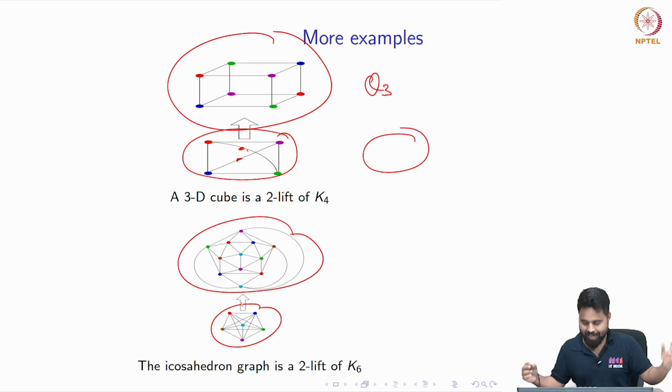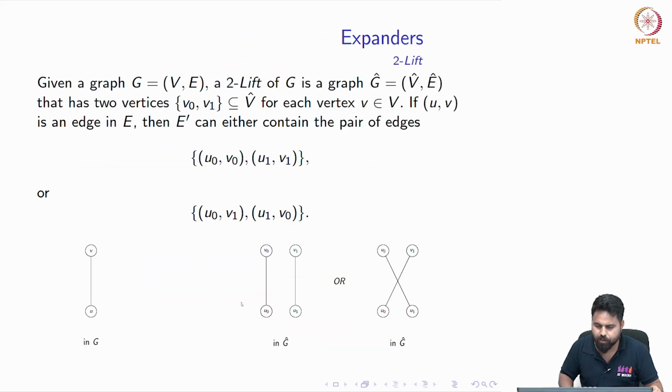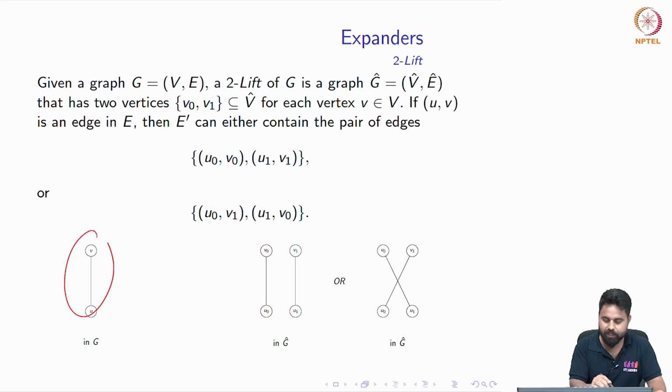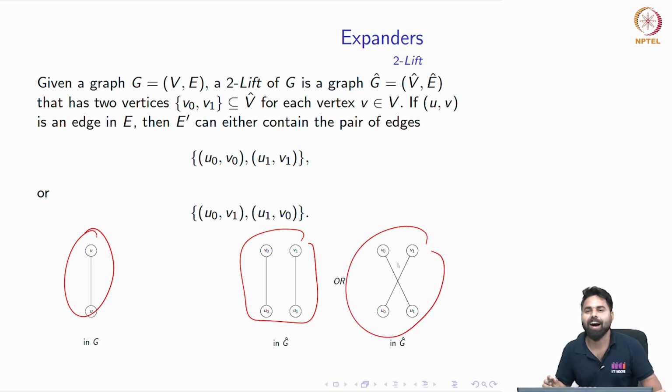So some edges you pick and cross them. Very simple. I hope you got the basic idea of what two lifts are. Maybe I can give you a slightly more formal definition, but I hope by now you know what we mean by two lift. Every edge in the original graph, either you keep edges in both the copies, or you cross them. The resulting graph will be a two lift.